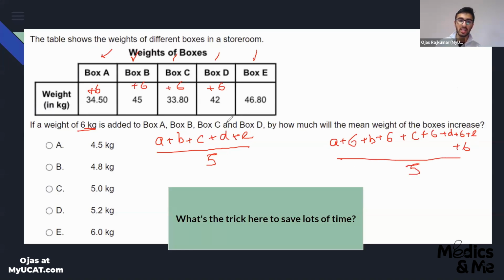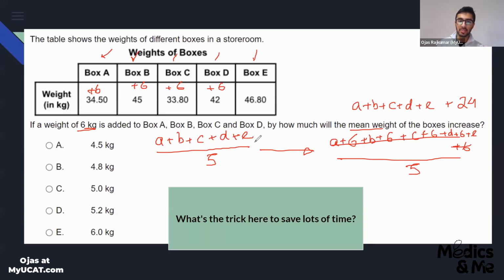Now, if you take a look, we're just looking for how much do we increase by? How much is the difference? Well, A plus 6 plus B plus 6 plus C plus 6, and so on, is just the same as A plus B plus C plus D plus E, and you add on your 4 times 6. So add on your 24. So across all the boxes, A, B, C, D, and E, we're adding on a total of 24 kilograms. So we're adding 6 kilograms to A, B, C, and D. We're adding on a total of 24 kilograms.